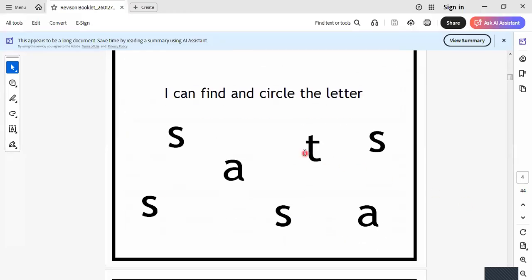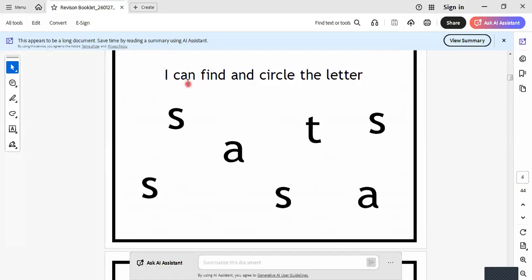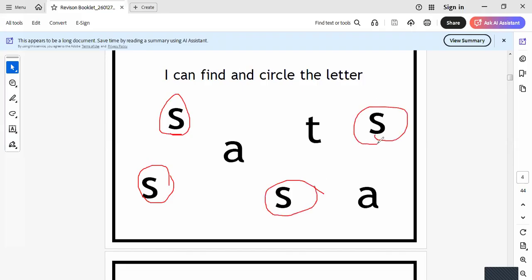Let's go to another one here. Here in this part, you can see this question in your exam. Find and circle the letter S. Here we talk about letter S. How can I find it? This is letter S. If you know letter S, you can select it easily, okay? So here we have 1, 2, 3, 4 letters S, okay? Let's go to another item here.